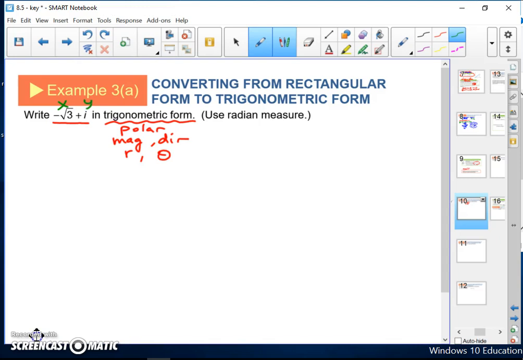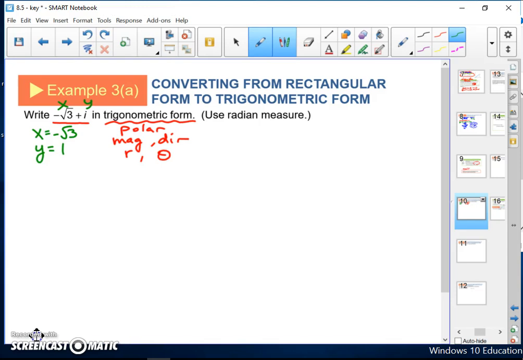They have given us rectangular form, which is x and y. X being negative square root of 3, and y, well, there's just a 1 there, right, with the i. Y is 1. So we've got our x component and our y component. We need to take those x and y and change them into the magnitude and direction.